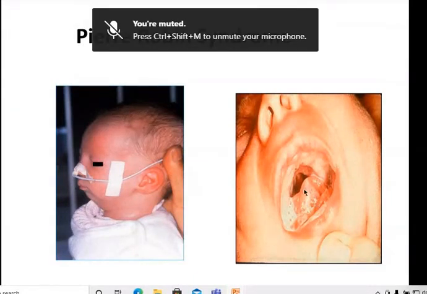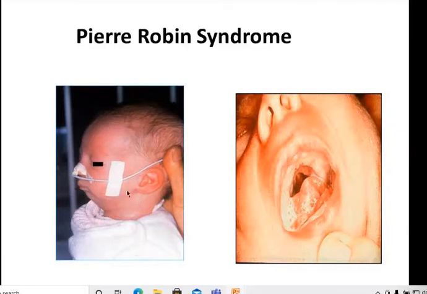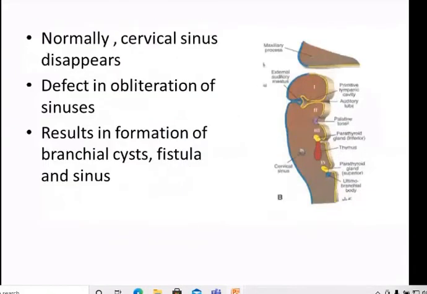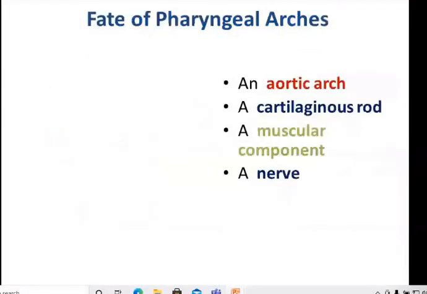Posterior retraction of the tongue, there will be cleft palate here. So this is the Pierre-Robin syndrome, right? These are the main manifestations of the first pharyngeal arch.